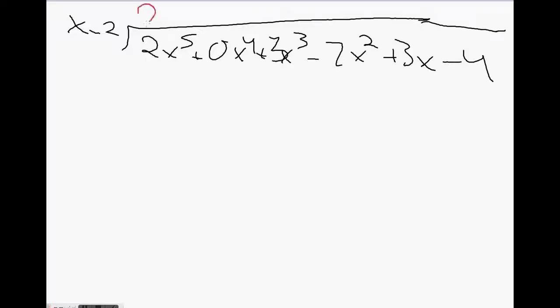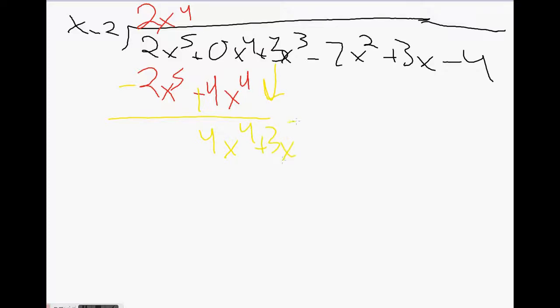x times 2x to the 4th will give you this. 2x to the 4th times x is 2x to the 5th. 2x to the 4th times negative 2 is negative 4x to the 4th. Because we're subtracting, all the signs change to the opposite, so we get positive 4x to the 4th. Bring this down, plus 3x cubed, because that's a positive.